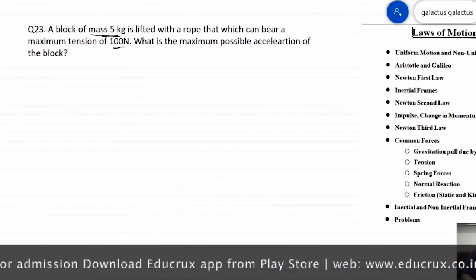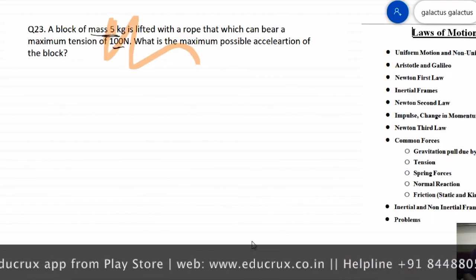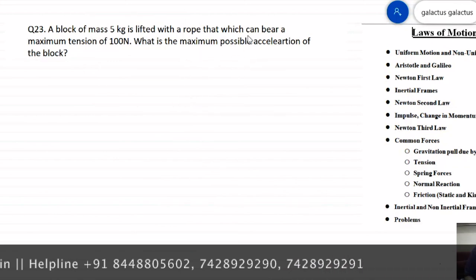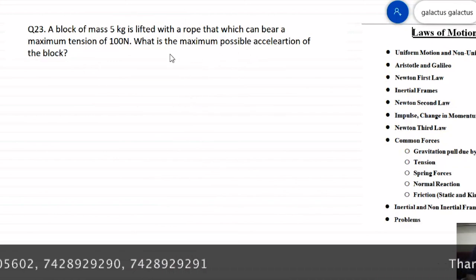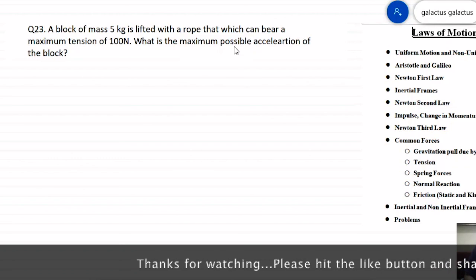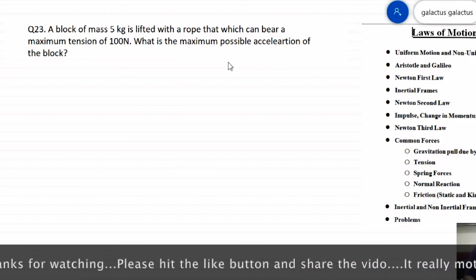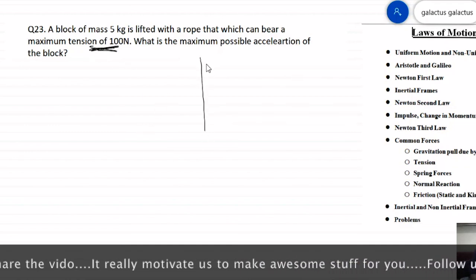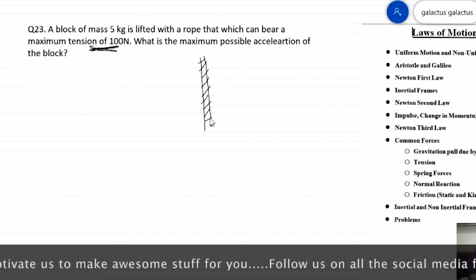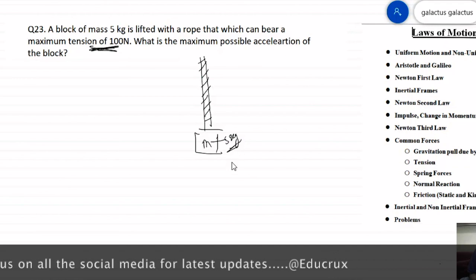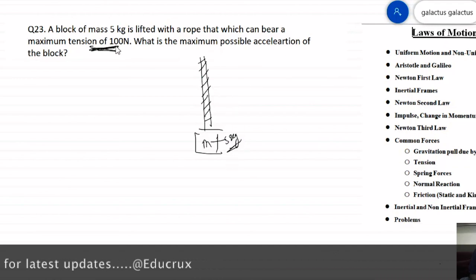Let us now try to solve this question. We are given a block of mass 5 kg and we have to lift this mass with the help of a rope. The maximum tension that the rope can bear is 100 newton, and we have to evaluate the maximum possible acceleration of the block. Suppose this is our rope, and at the end of the rope we have a mass of 5 kg that we have to lift, and 100 newton is the maximum tension of this rope.